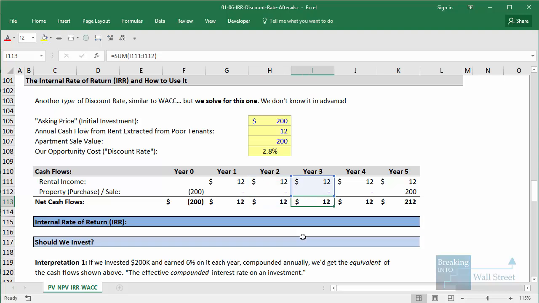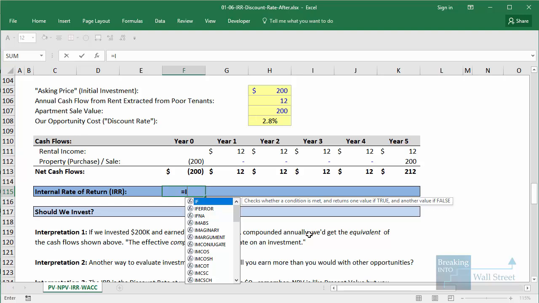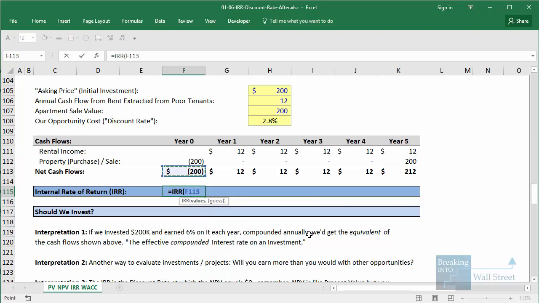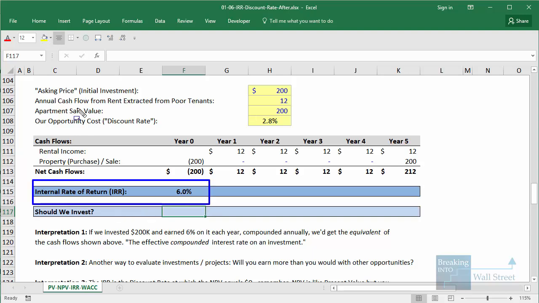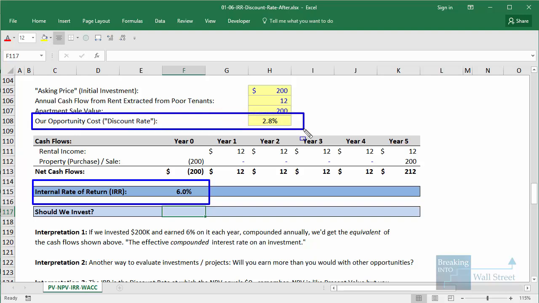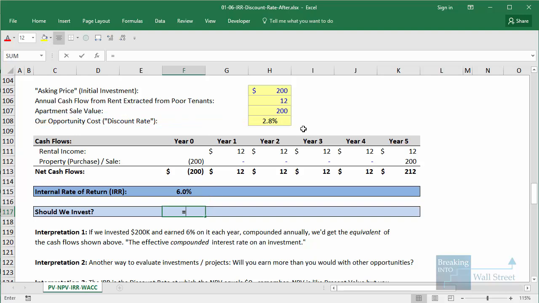So let's copy all these across. And then for the internal rate of return, we'll use the IRR function here because we're assuming that there is 1 year between all of these. And so we get to 6%. To make an investment decision, we compare this internal rate of return, our potential returns, to our opportunity cost, the discount rate or the weighted average cost of capital. And if the IRR exceeds our discount rate, we say yes, we invest. Otherwise, we say no. And that is pretty much all there is to it.